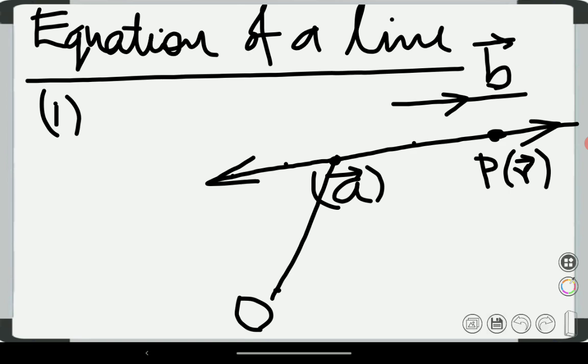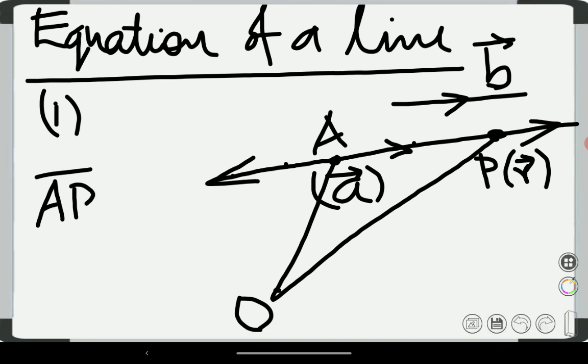The position vector of the given point is small a. The position vector of the general point P is R. So we have to connect a relation between the vector R, vector A and vector B. How is it possible? Let us consider the vector from A to P. Then we know that vector AP and vector B are always parallel. If two vectors are parallel, collinear, then one vector is a scalar multiple of the other. So here what we will get is the vector AP always equal to some scalar times vector B.